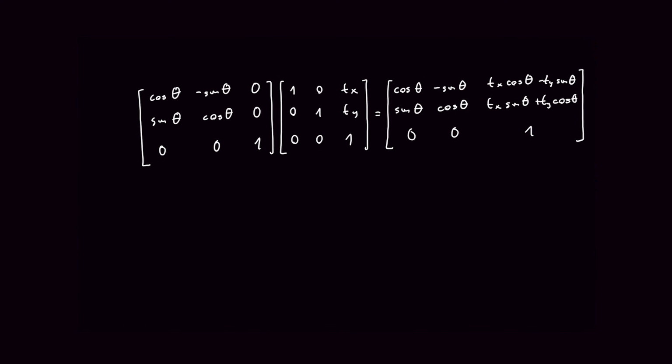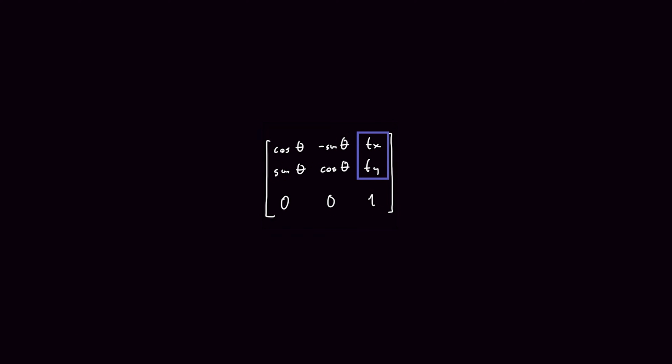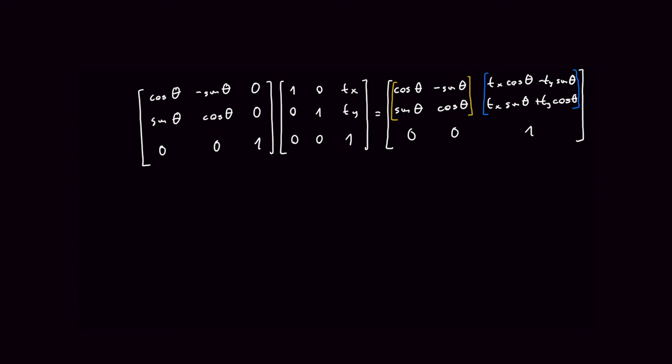I mentioned that the 2 by 2 part of the affine transformation matrix is responsible for the linear transformation, and the 2 by 1 column on the right is responsible for translation. How does that column look in our combined matrix? Well, in the first case it's just tx, ty, but in the second case it's more complex. It looks familiar though, take a look.